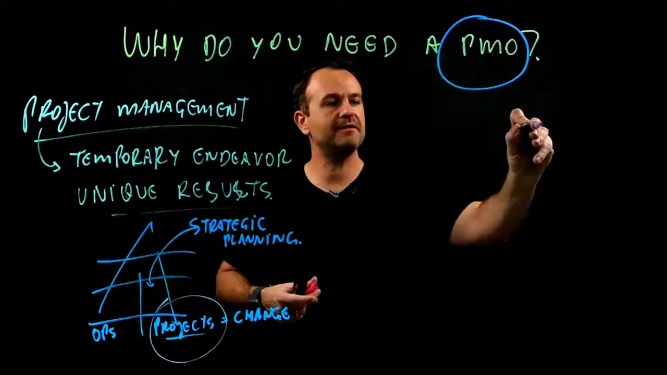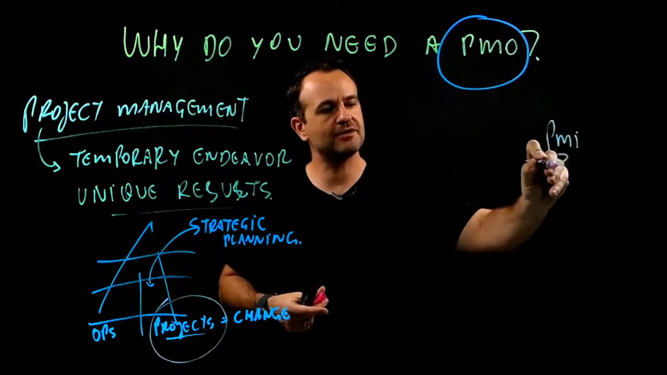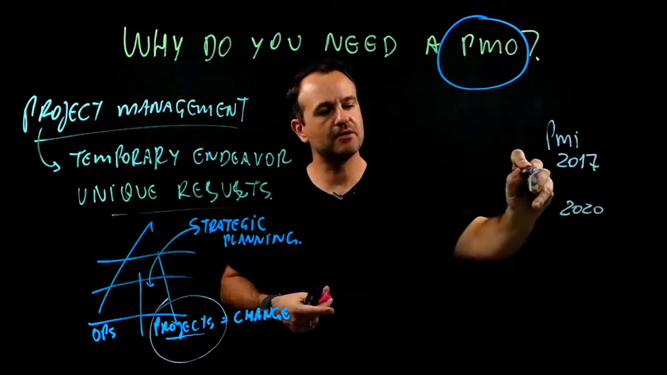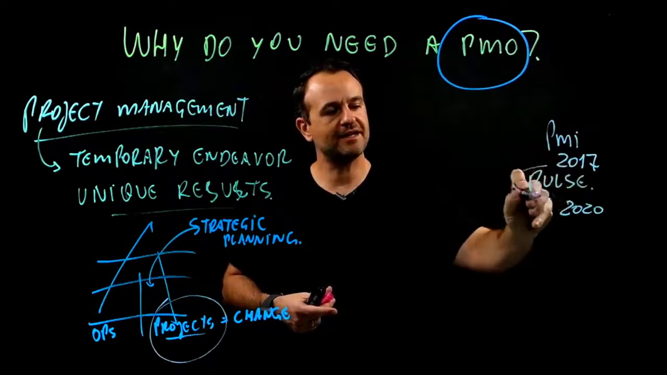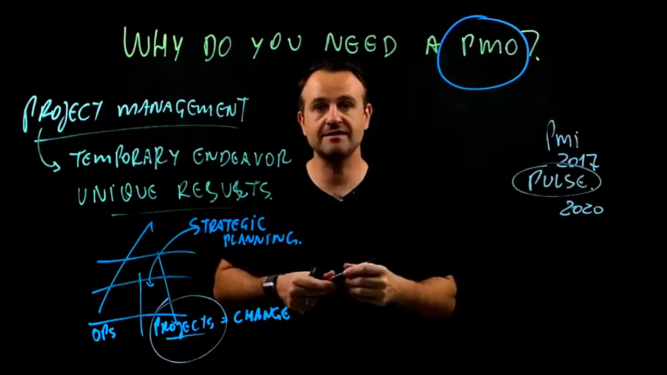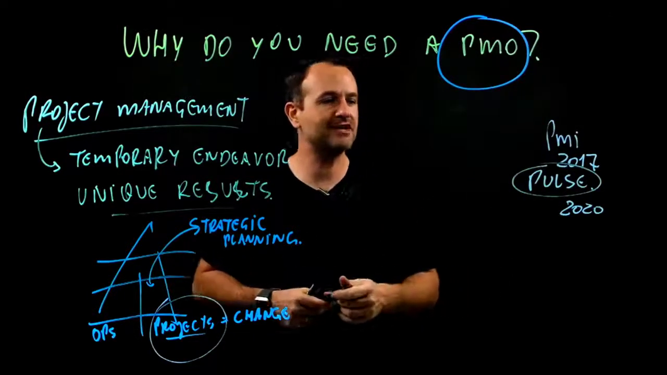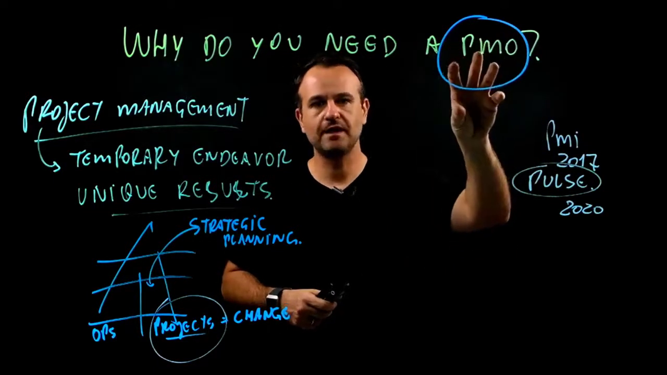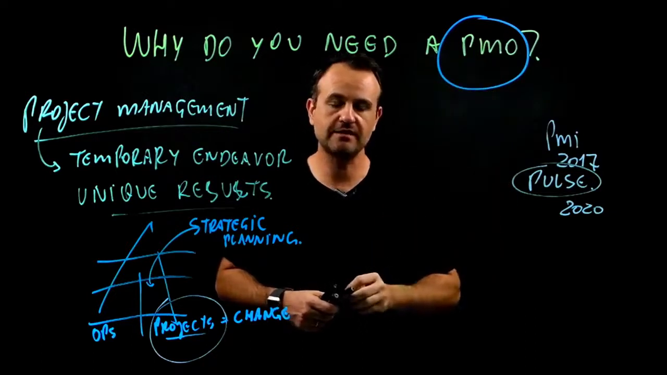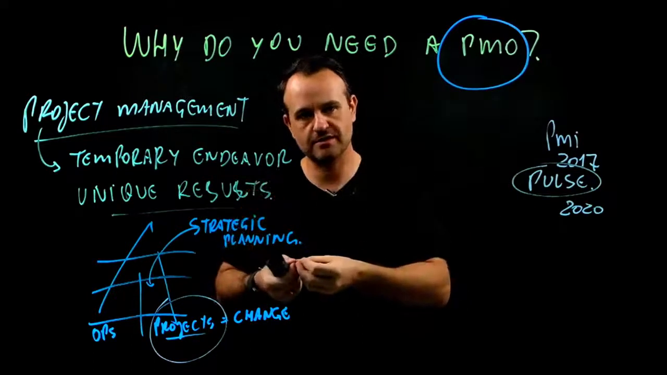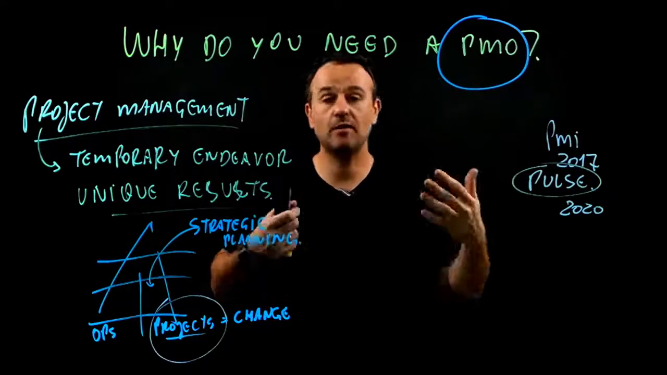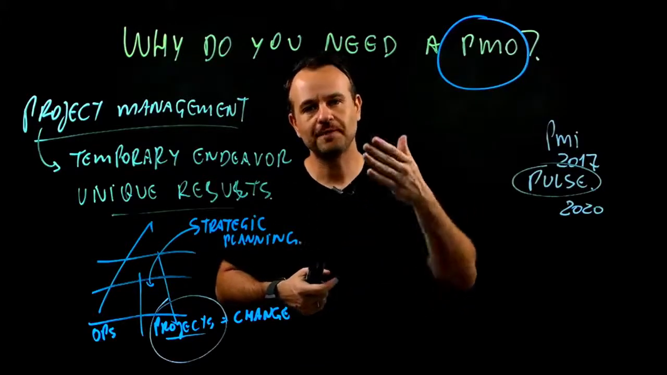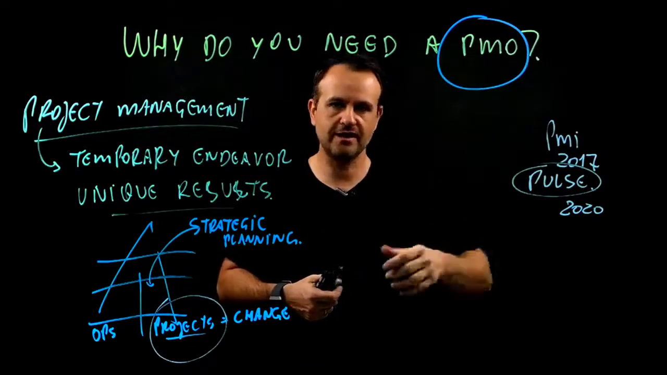According to PMI, in the Pulse of the Professional 2017, and we also have new information in the 2020 Pulse of the Professional, it is important that you take a look at this so that you understand the trends and the benefits we have in project management. In 2017, the organizations that had a PMO increased their project success rates by 38%. That means 38% more projects met the original goals, the original schedule, budget, and so on.